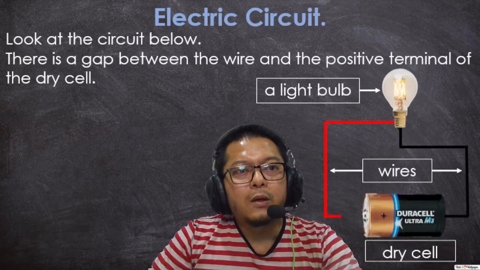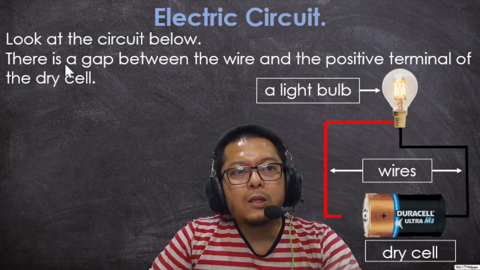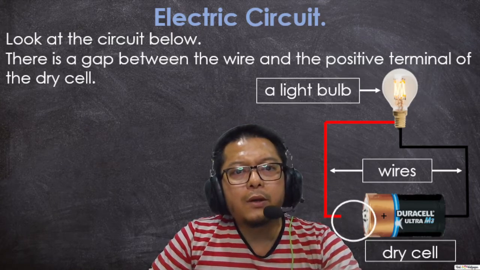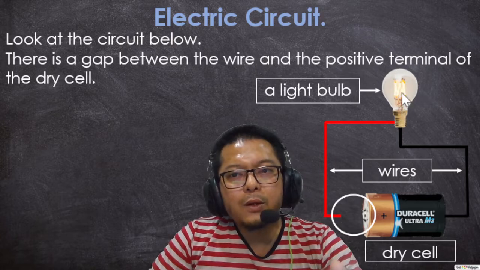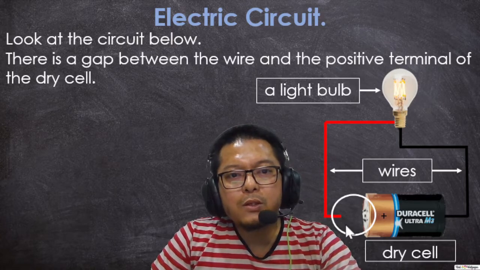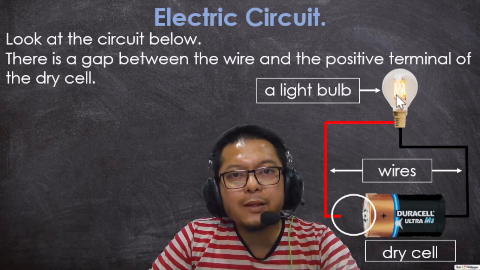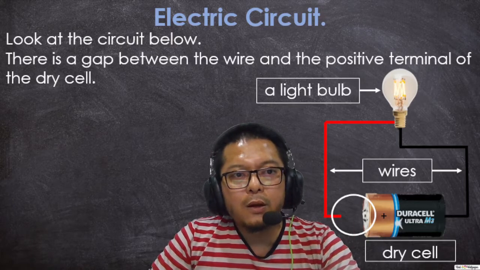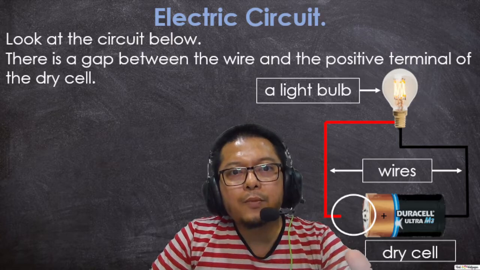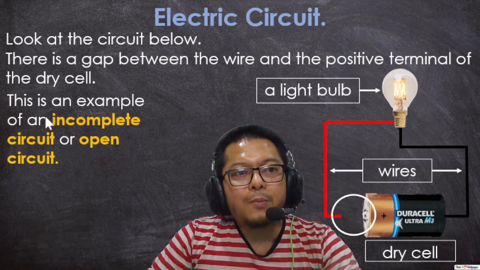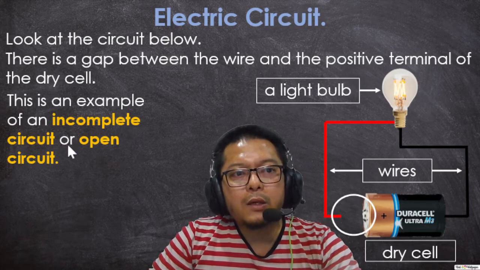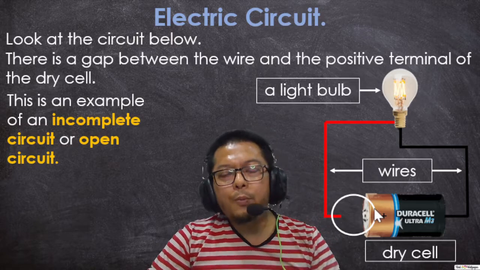Look at the circuit below. In this circuit, there's a gap between the wire here in the positive terminal of the dry cell, as you can see here. And what happened is the light bulb cannot turn on like this one. So this picture is wrong. It's supposed to be turned off. There's no light. The light bulb cannot light up because there's a gap. This is an example of an incomplete circuit or open circuit. So you call this open, terbuka.